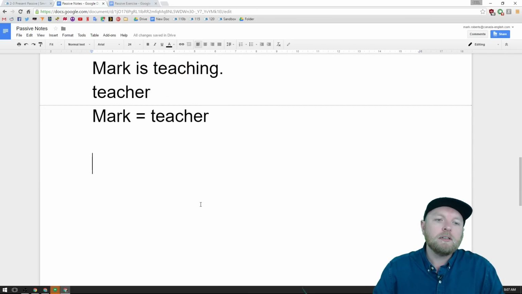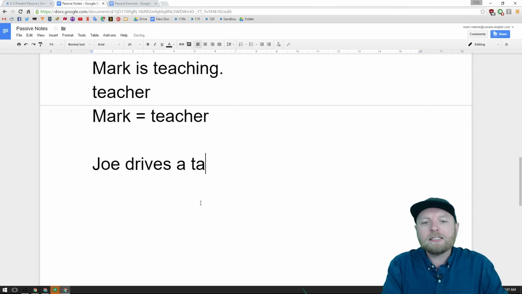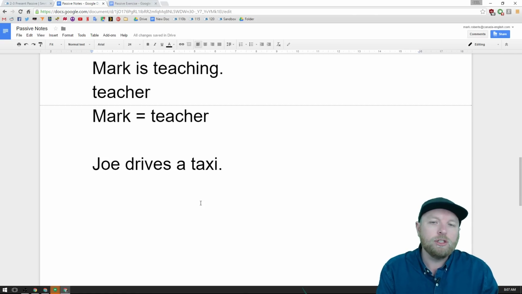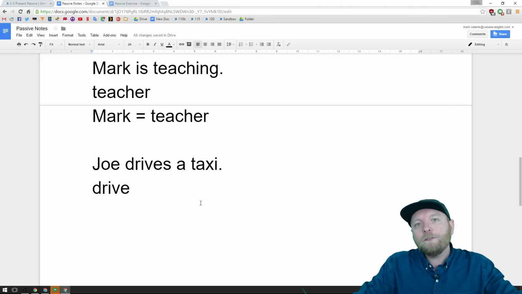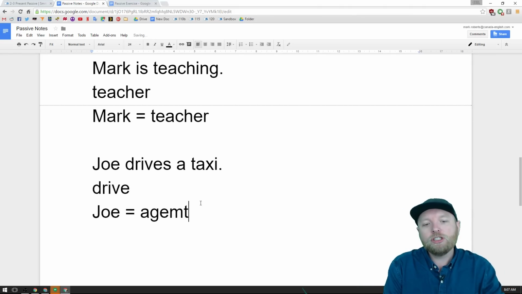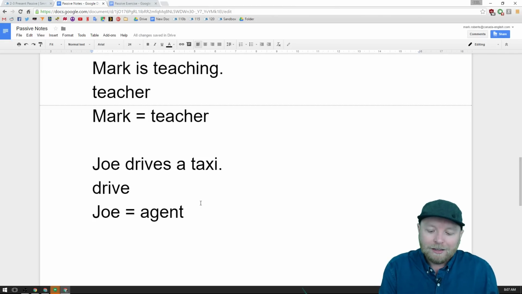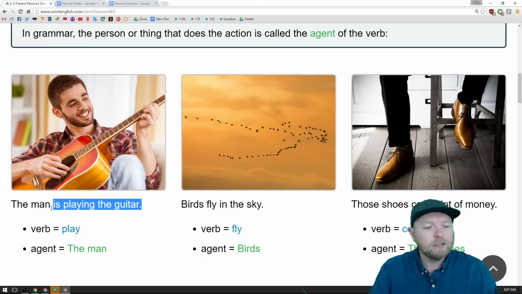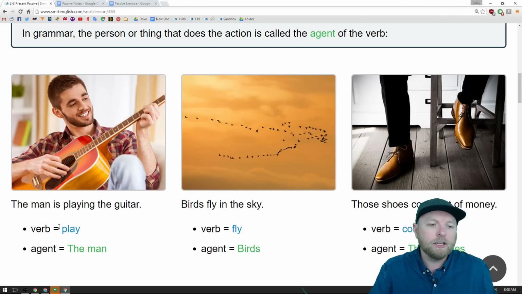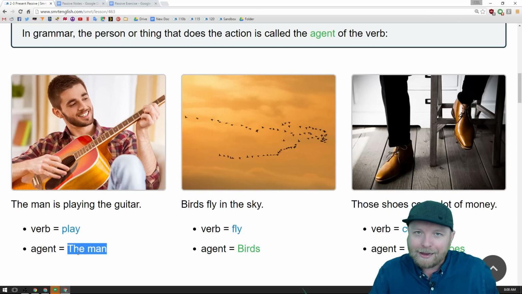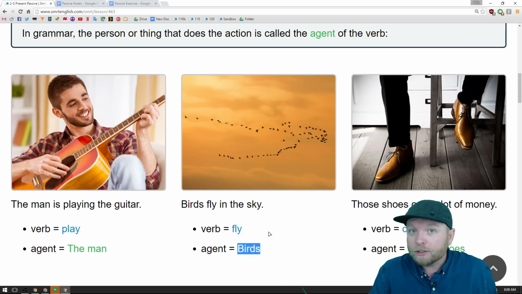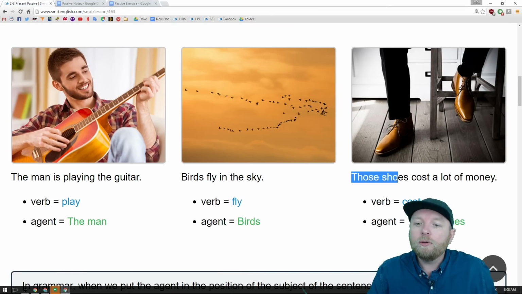Let's look at another example. Let's say Joe drives a taxi. Now, in this sentence, who or what is the doer? Well, what's the verb? The verb is drive, right? So who is the driver? Of course, Joe. So in this sentence, Joe is the agent. Let's look at some more examples of what is an agent. Okay, so here, the man is playing the guitar. Of course, play is the verb, and the man is the agent. Birds fly in the sky. Of course, fly is the verb and birds is the agent. And finally, those shoes cost a lot of money.